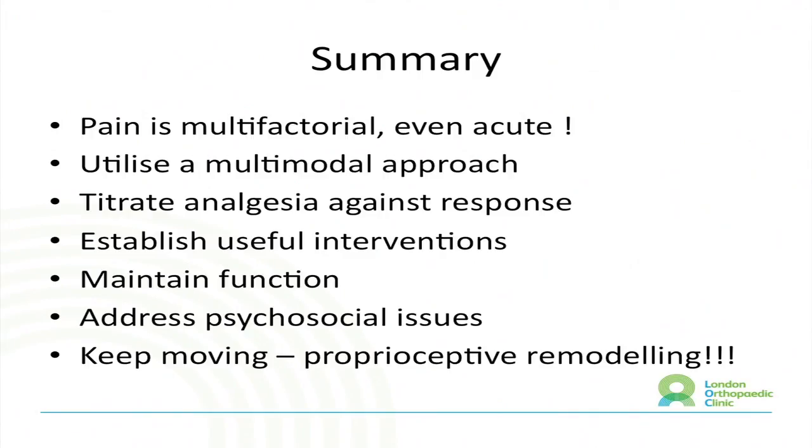All right. So in summary, it's multifactorial. Titrate analgesia against response. Find out what's useful in terms of interventions. Use them, if necessary, repeatedly. Address psychosocial issues, because I think there often are some there. And keep moving, all right? I'm saying proprioceptive remodeling, I think, is key to getting people back to fitness, back to normal, and back to feeling themselves again.